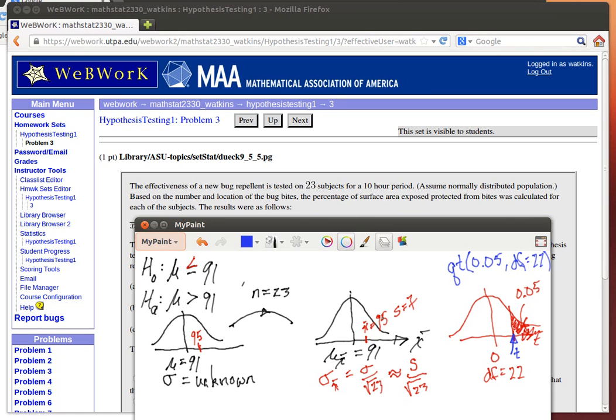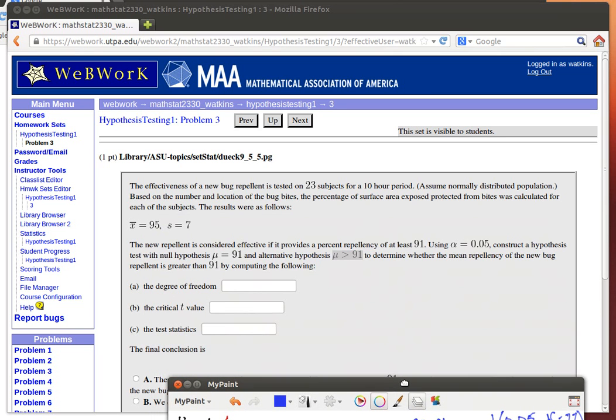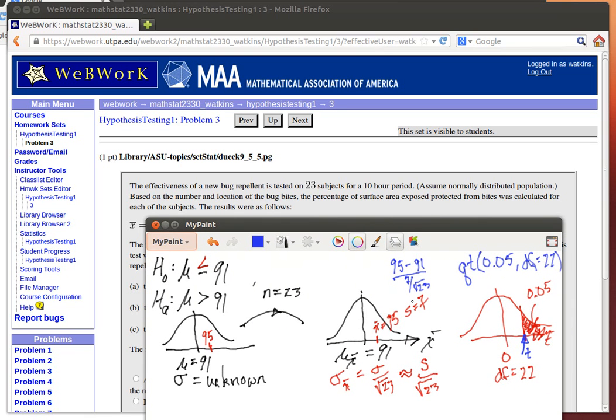The other thing is how this number translates over here, and that's easy to find. We're just going to take 95 minus the 91, the x value minus the mean, divided by this standard deviation. We're interested in the number of standard deviations. So we're going to use 7, the standard deviation of the sample, divided by the square root of 23. Okay, sorry, that writing is sloppy. But that value right there is the test statistic.